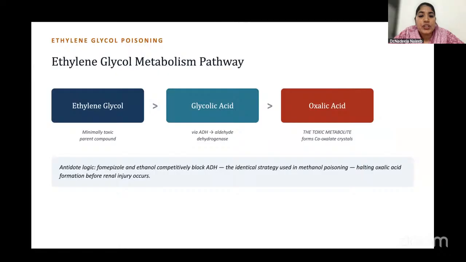It is converted into glycolic acid by alcohol dehydrogenase, and aldehyde dehydrogenase converts it into oxalic acid. This oxalic acid combines with the calcium to form oxalate crystals, which produce all the symptoms. The antidote logic is the same as in methanol, that is, fomepizole and ethanol competitively block the alcohol dehydrogenase, preventing the conversion to oxalic acid.